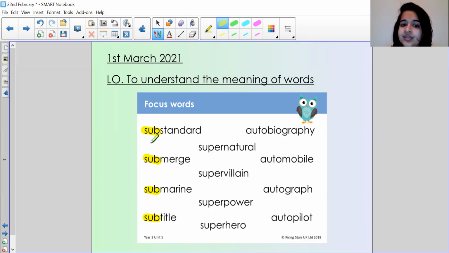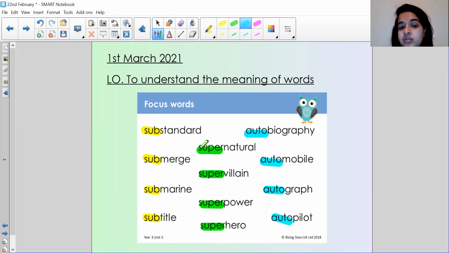So the prefix in all these words is sub. The prefix in all these words is super. And the prefix in all these words is auto. Now remember, when you have the prefix sub, it means that something is below, something is of a lower level. Whereas this prefix super means above and beyond. It's of a greater level, okay? It's more than, it's extreme. It's above and beyond.